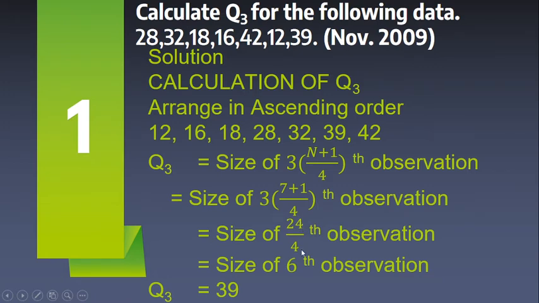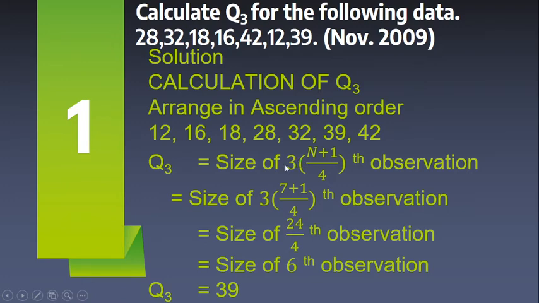So 24 by 4 is the 6th observation. So the size of the 6th observation, 6 is not the answer. It is the 6th observation that we have to pick out and write. So in our data, we take the 6th value: 1, 2, 3, 4, 5, 6. The 6th value is 39. So Q3 is 39.